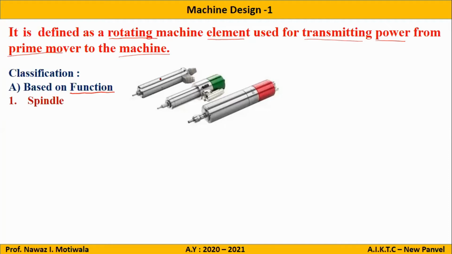Then, after this, the second type of shaft based on function is the axle. Now, most of you are familiar with this word axle. So now I expect a reply from your side. What do you mean by the term axle? Sir, axle is a shaft that rotates the wheel of the vehicle.